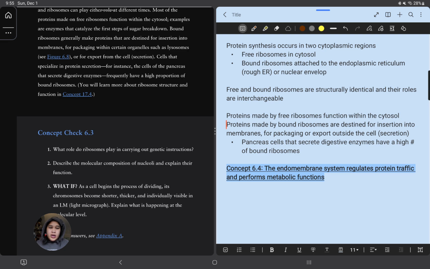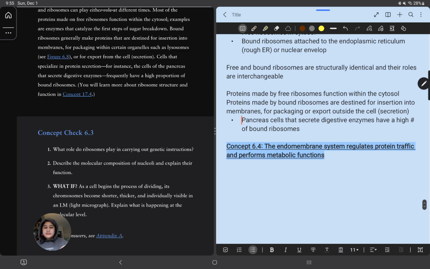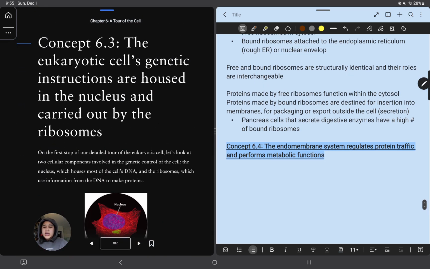Proteins made by free ribosomes function within the cytosol, and proteins made by bound ribosomes are destined for insertion into membranes, for packaging, or export outside the cell, secretion. Pancreas cells that secrete digestive enzymes have a large number of bound ribosomes. Okay? So, that is it for concept 6.3.